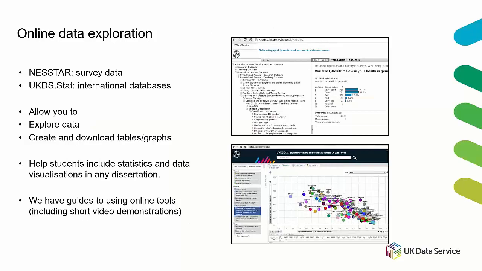In addition to downloading data, some data collections can be accessed via online tools. Ali's already mentioned UKDS.stat for exploring international databases. We also have Nesstar, which is a tool for exploring many of the survey data sets that are available. These online tools allow you to explore the data and also to make tables and graphs that you can then download. This option might be particularly good for students who are collecting and analysing their own data, but perhaps looking for some additional data to support their discussion, for example, a chart to show the prevalence of something. You can find guides to using these tools, including video tutorials, on our website.